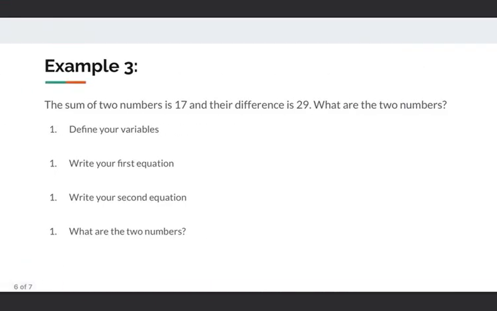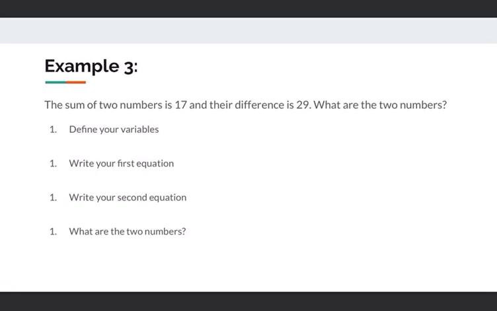All right, example number 3. So this one's a little bit different. It says the sum of two numbers is 17 and their difference is 29. What are the two numbers? Now you could definitely guess and check with this one, but let's use what we know about systems of equations to set up some linear functions so that we can find those two numbers quickly.